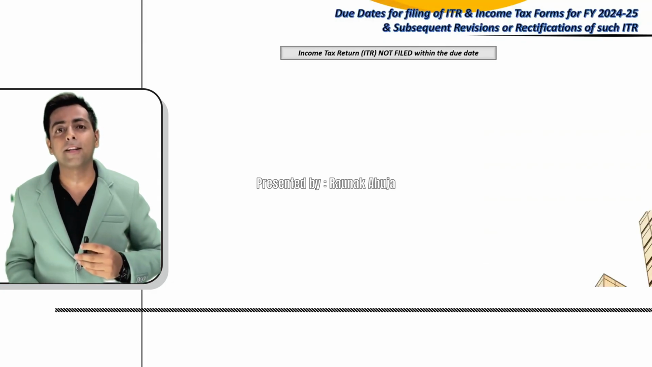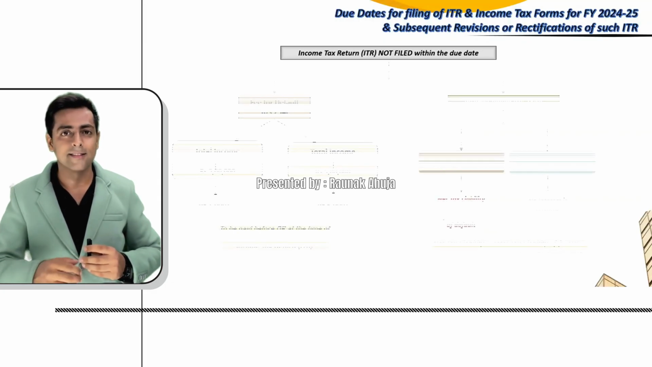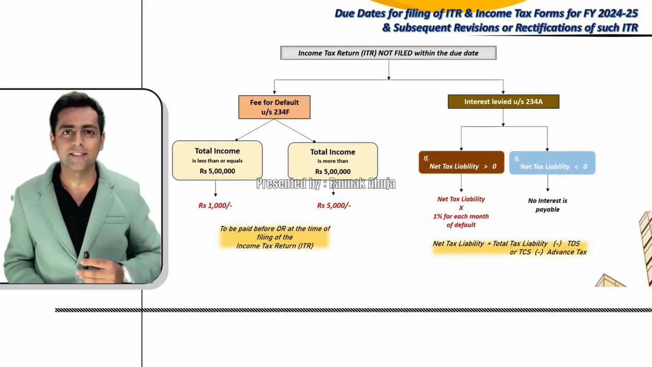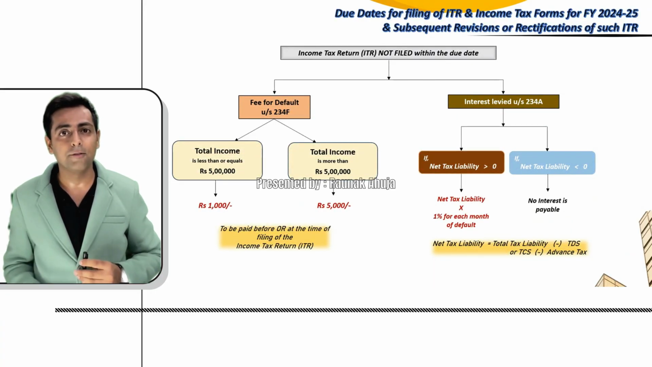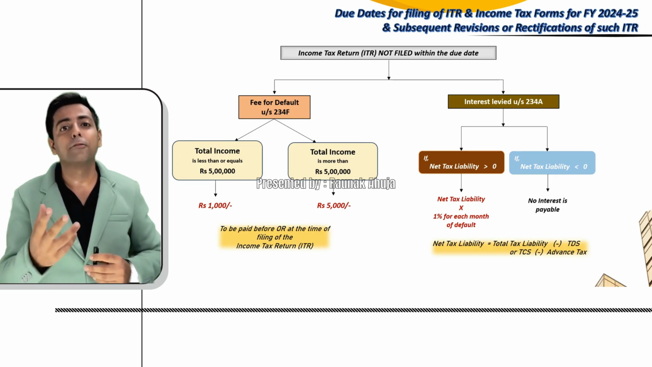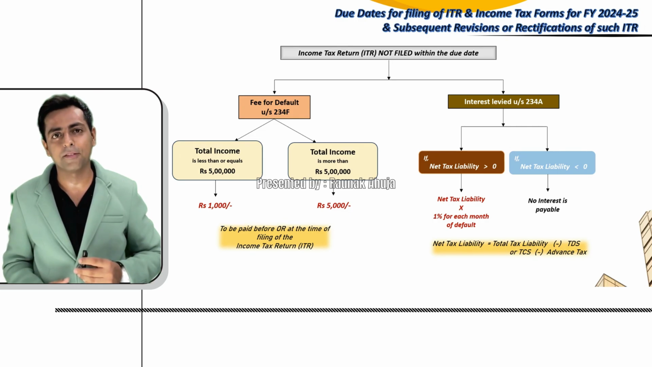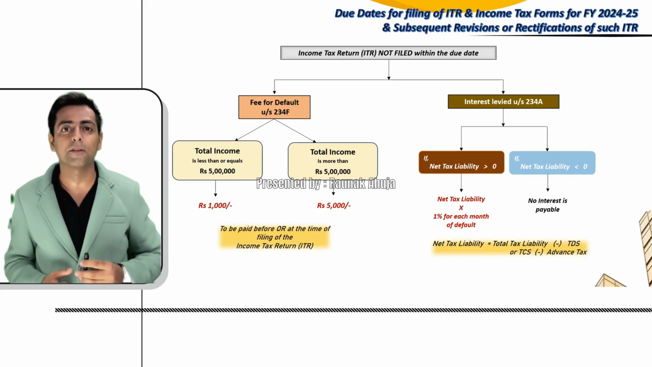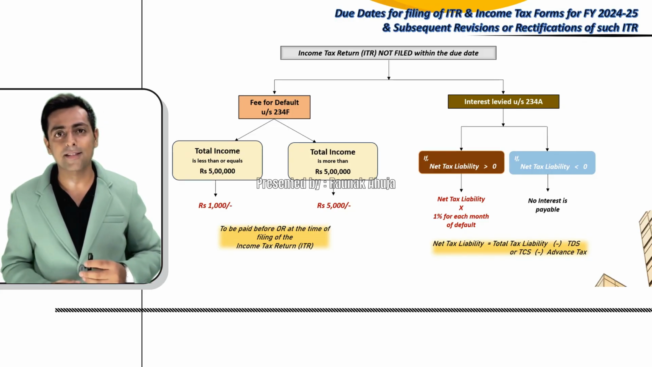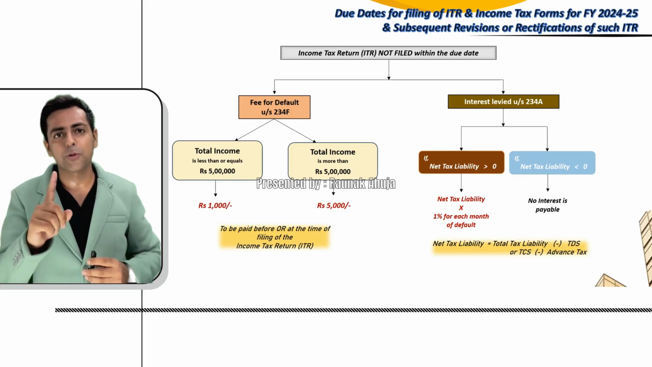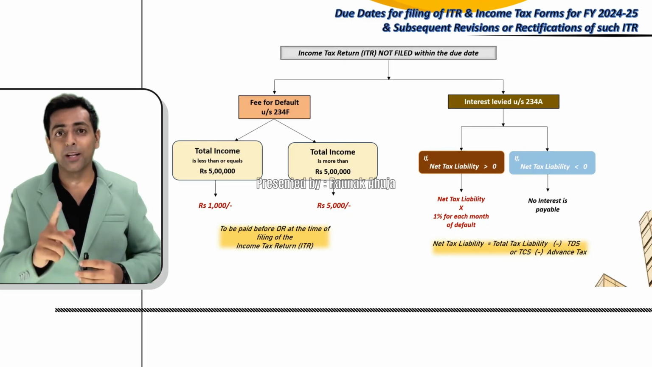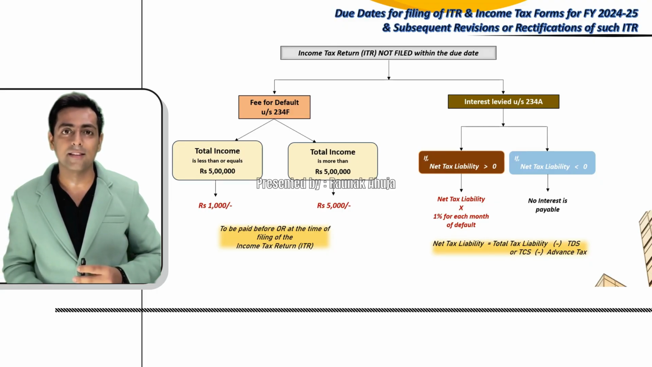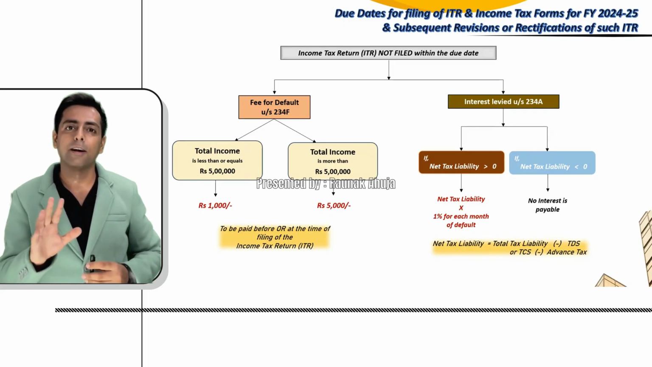What happens if we do not file the ITR on time? Certainly, there are some consequences attached to it. In case we do not file the ITR on time, that is within the due date, we would be required to pay an additional fee under Section 234F, along with interest under Section 234A. Where the total income of the taxpayer does not exceed Rs 5 lakhs, then the additional fee would be Rs 1000. Where it exceeds Rs 5 lakhs, the additional fee would rise to 5000.